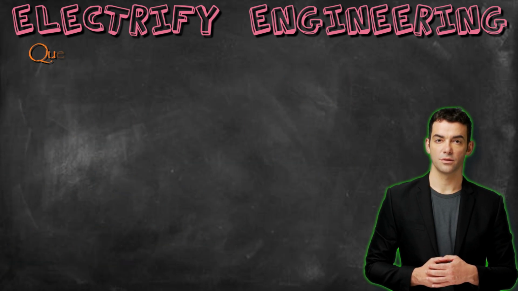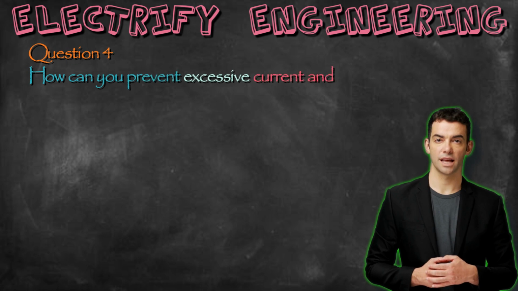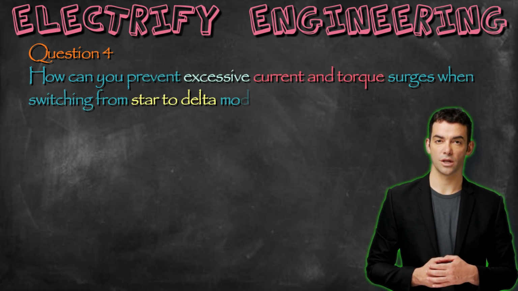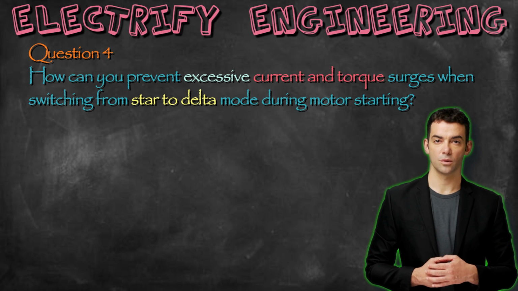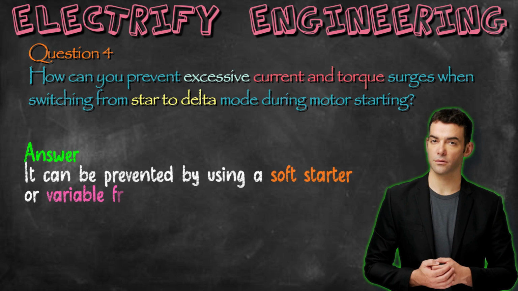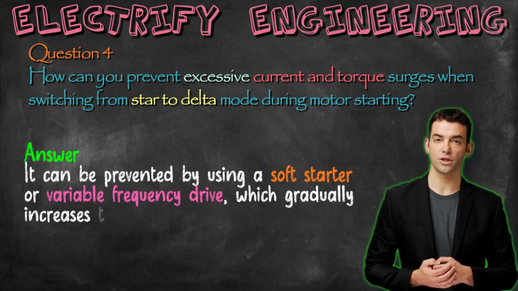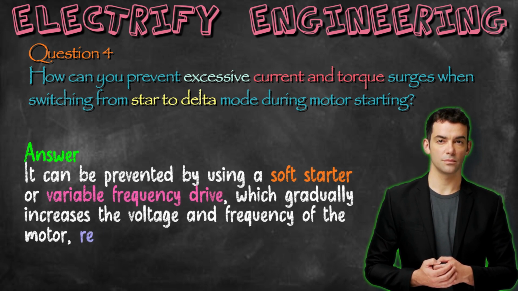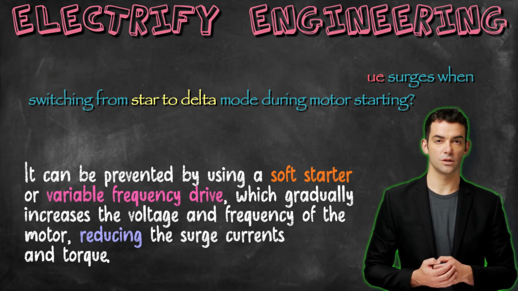Question 4. How can you prevent excessive current and torque surges when switching from star to delta mode during motor starting? It can be prevented by using a soft starter or variable frequency drive, which gradually increases the voltage and frequency of the motor, reducing the surge currents and torque.